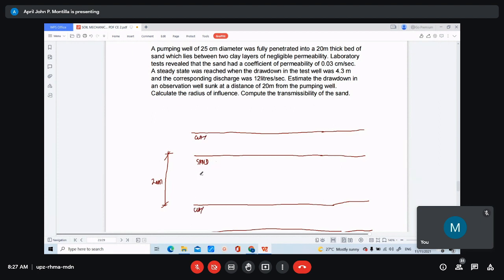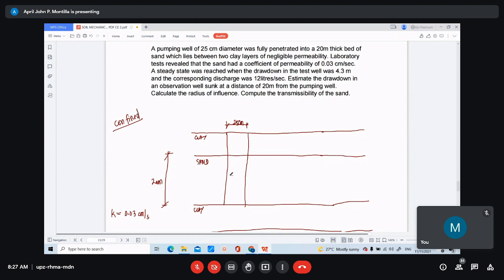Again, sand is an aquifer, clay is an aquiclude. From that figure alone, alam na natin yung condition. That is under confined aquifer condition. So, meron daw tayong pumping well. So, assume natin nandito yung pumping well or yung test well natin. The test well has a diameter of 25 centimeters. And then, laboratory tests revealed that the sand has a coefficient of permeability. Meron na tayong K. Hydraulic conductivity 0.03 centimeter per seconds.